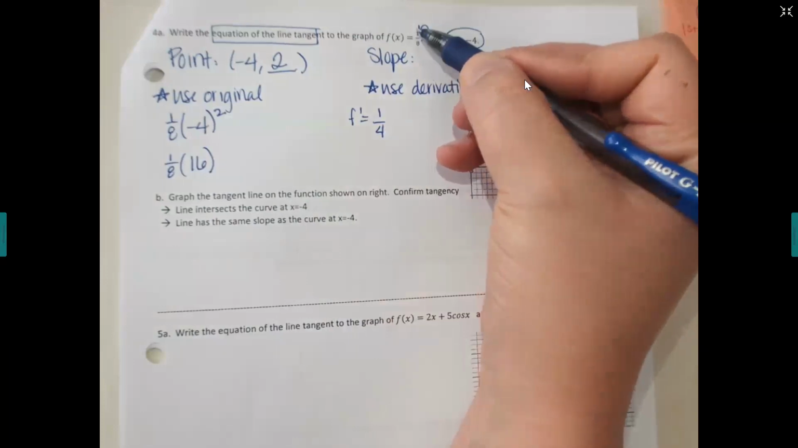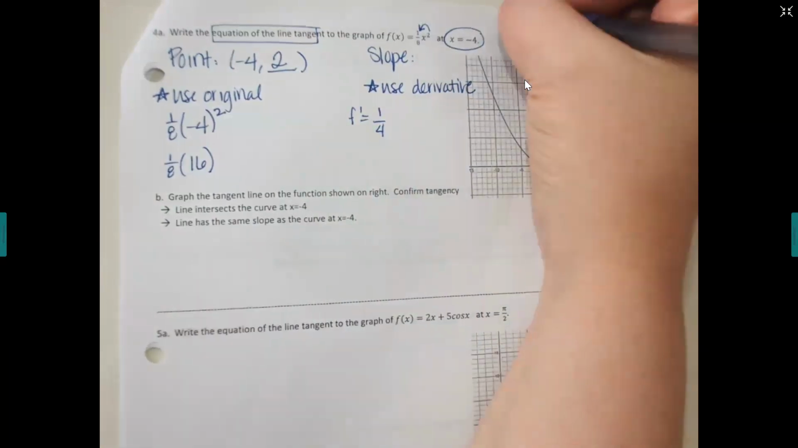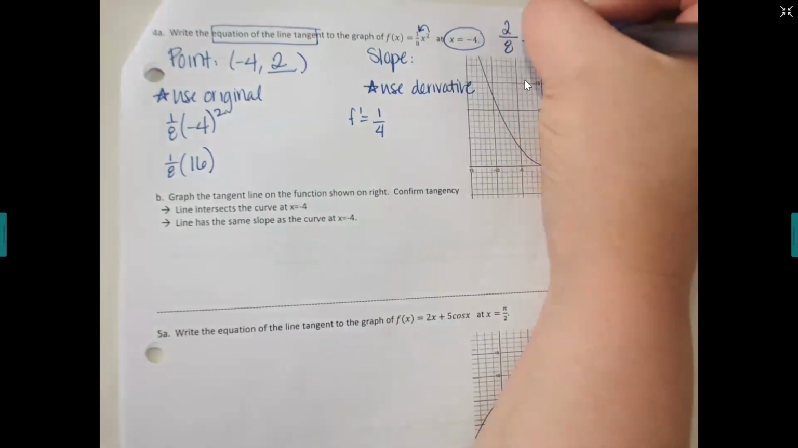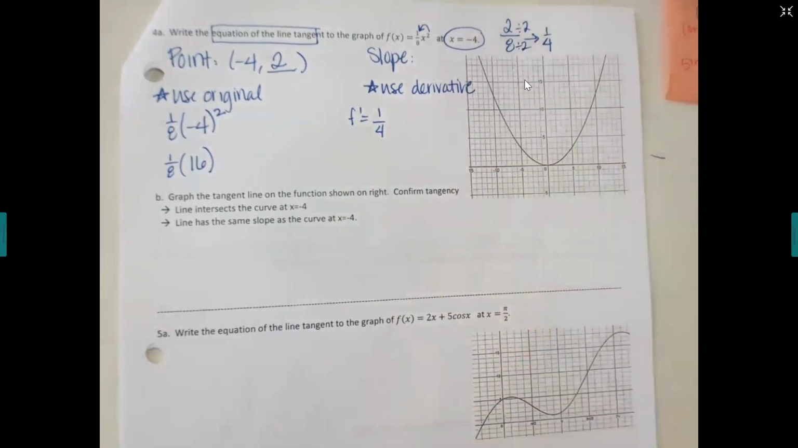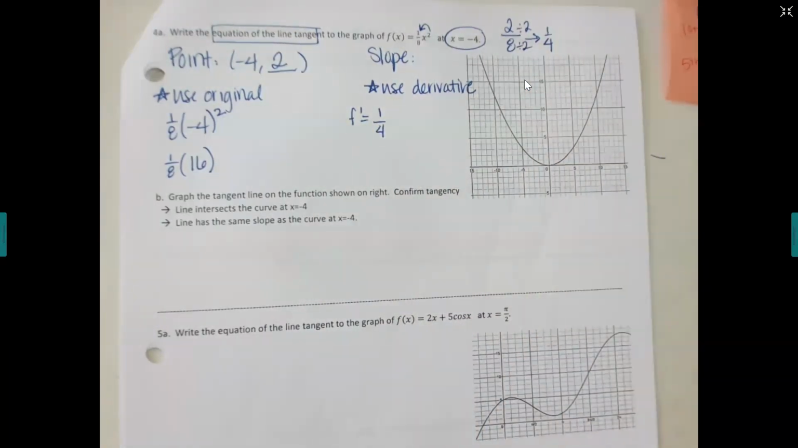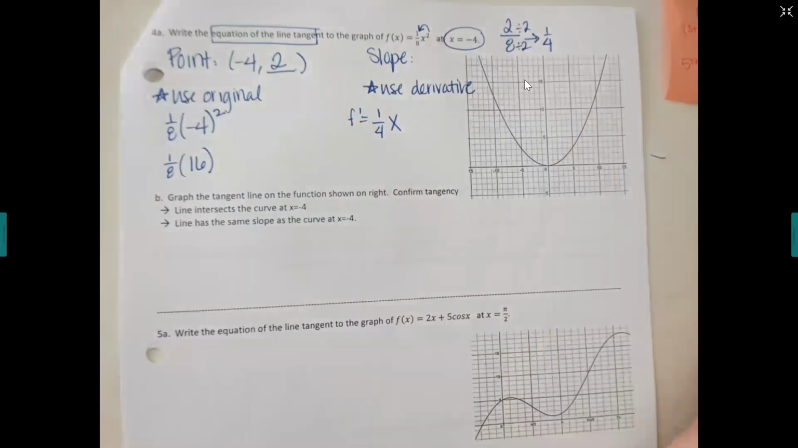2 times 1 on top is 2. And then I would keep it divided by 8. But 2/8 can reduce. I can divide them both by 2. So that gives me the 1/4. Okay. Then I need to power my x down. It was an x squared. So now it's an x what? Regular x. Good.